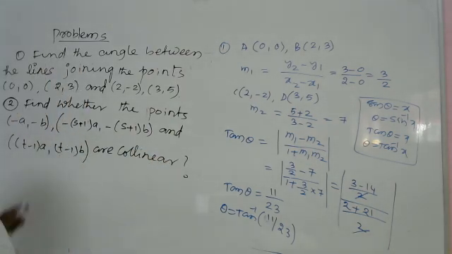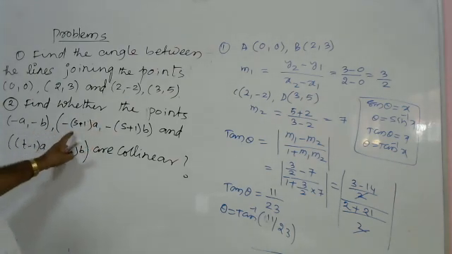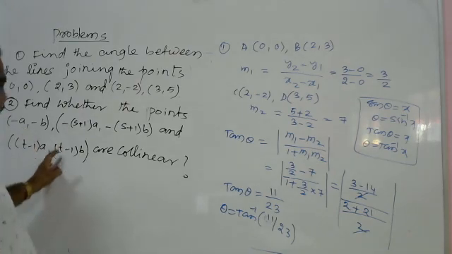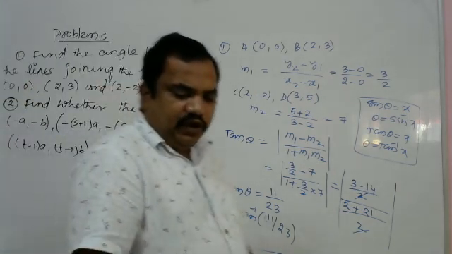So collinear means, for A, B, C, take the slope of AB and the slope of BC. If the slopes are the same, then the points are collinear.